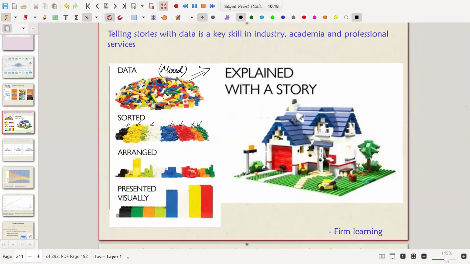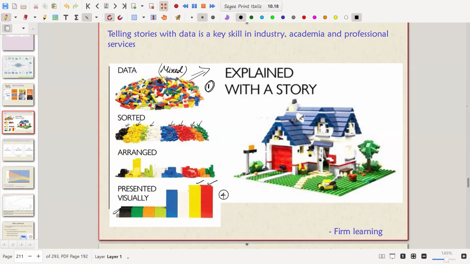It has been arranged. Then it is presented visually. Can you see the difference between the first one and the fourth one? In the first one, if I had asked you which color cube is occurring more frequently, you could not have answered, because they are mixed. However, in the fourth step, you can clearly see that yellow and red represent the most part of your cubes, while the black one is the least.